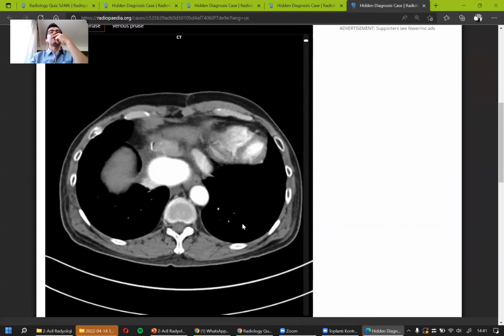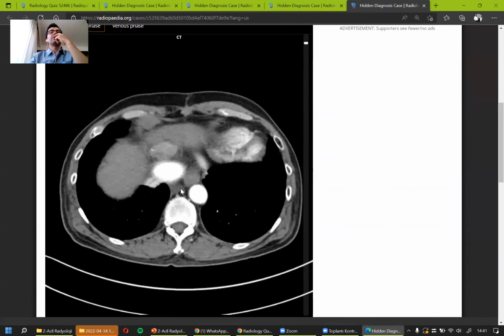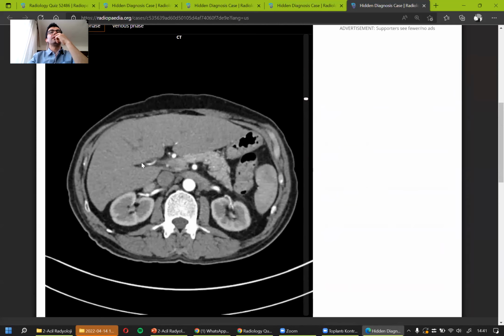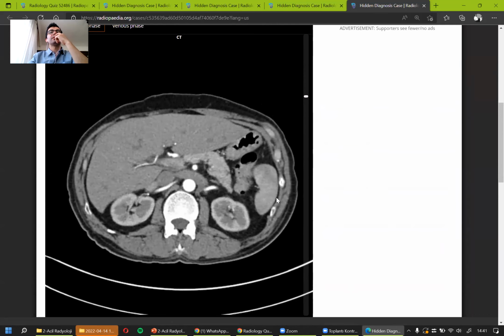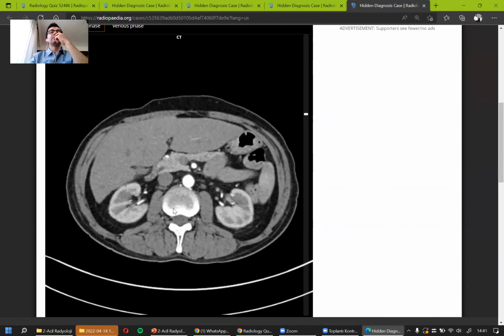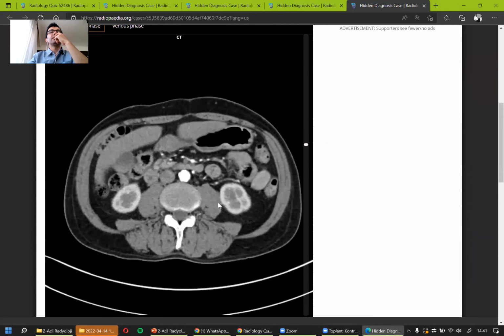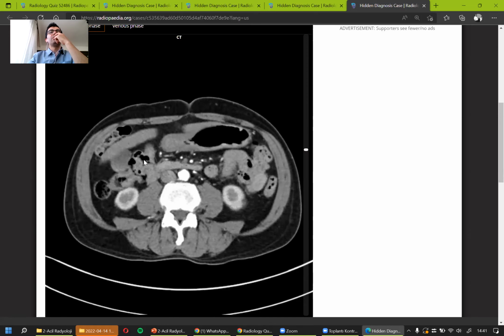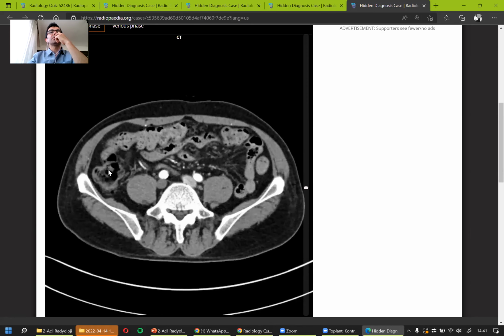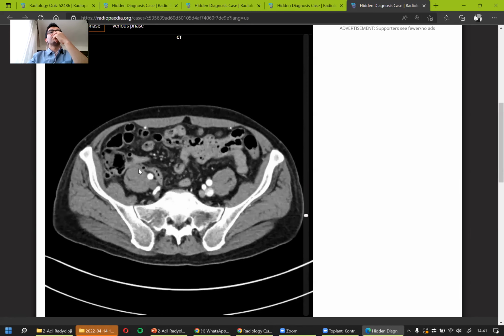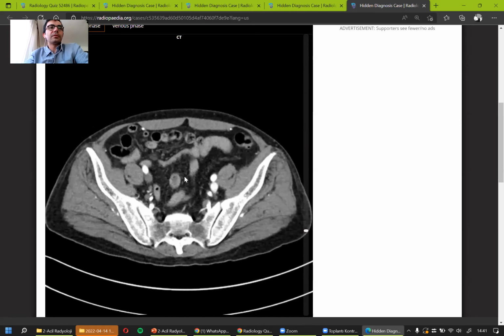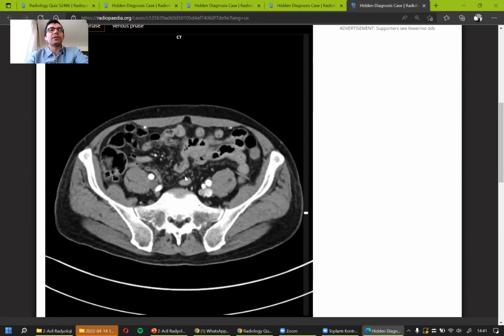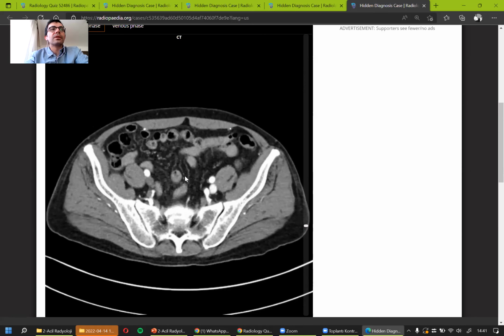I started from the top part. I'm seeing the lower part of the heart. I'm seeing the liver. I'm seeing the spleen. I'm looking at the kidneys, right? I'm seeing the small bowels in the middle. I'm seeing the large bowels on the periphery. Because the patient has right lower quadrant pain, I wanted to see the appendix.